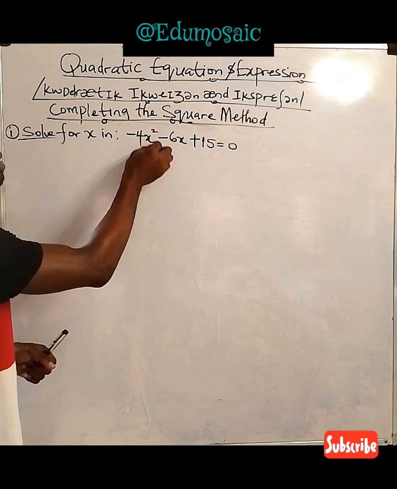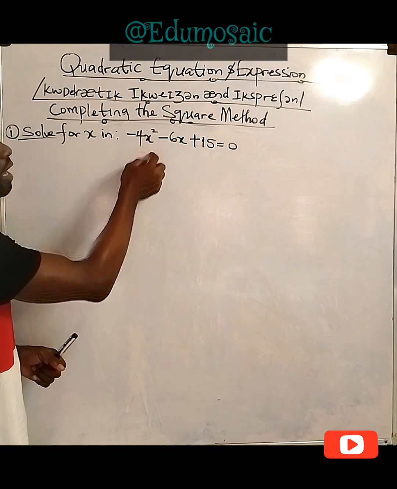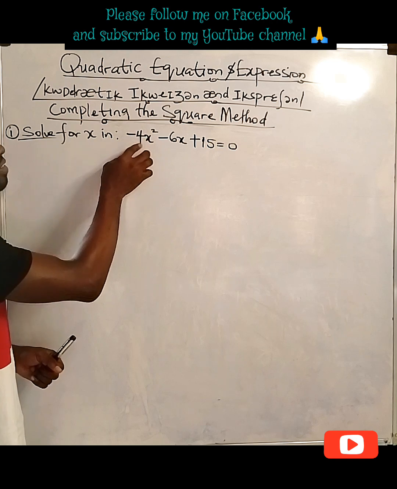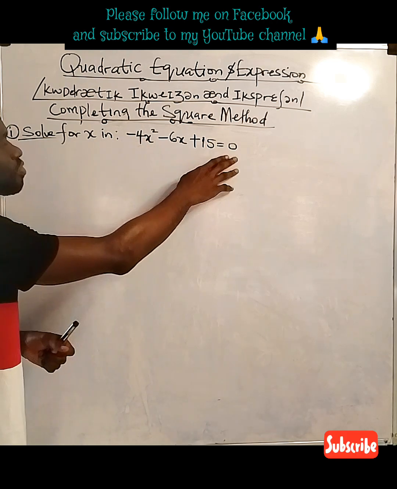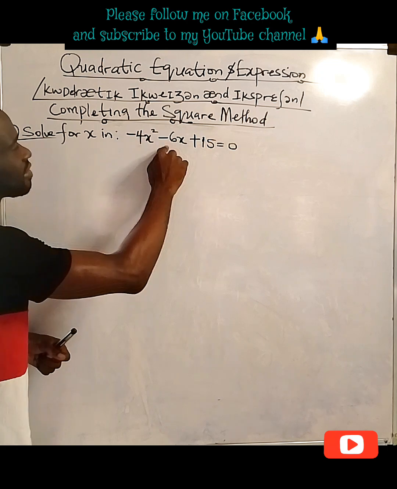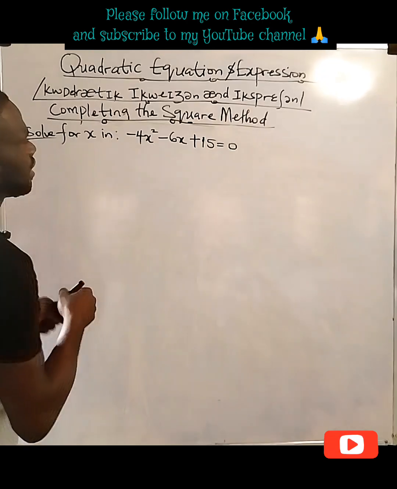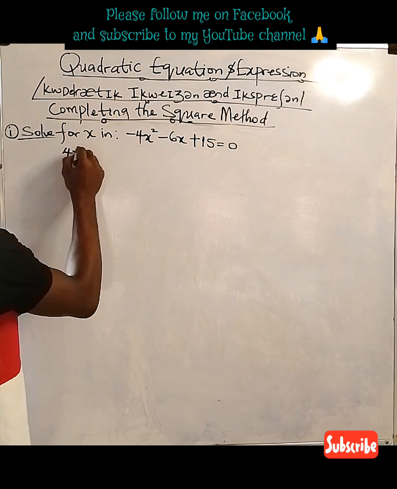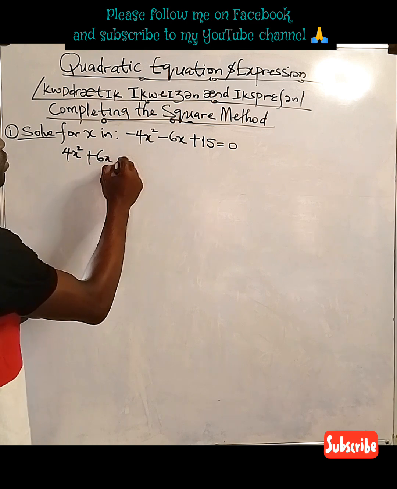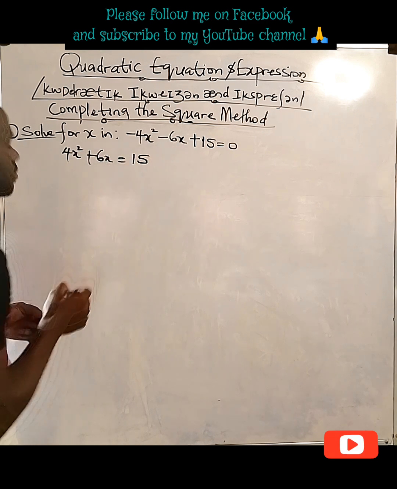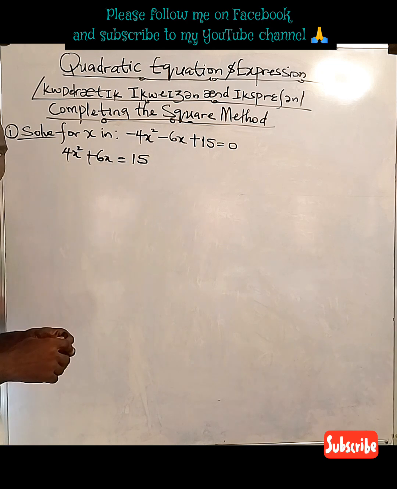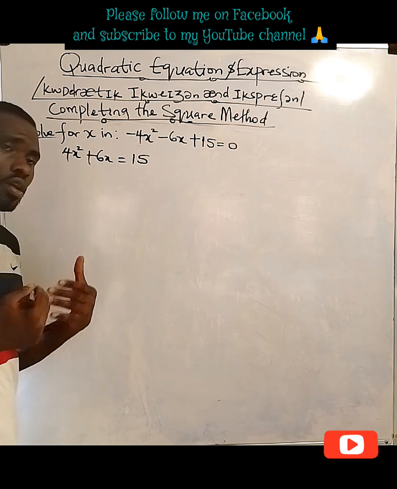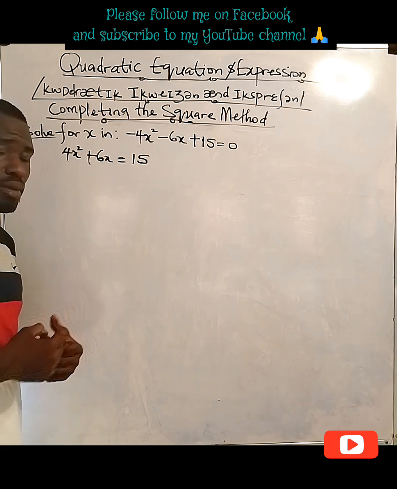Now, as you can see, the unknown with the highest power, that's x squared, has a coefficient of minus 4. So now we can do it in a different way. Since this is equal to 0, I can decide to send this to the other side. That will give us 4x squared plus 6x equals 15 here. That's the first thing. Now don't forget this is A, this is B, and this is C. Now we're going to be using the completing the square method. At least we've seen a glimpse of what this method looks like.